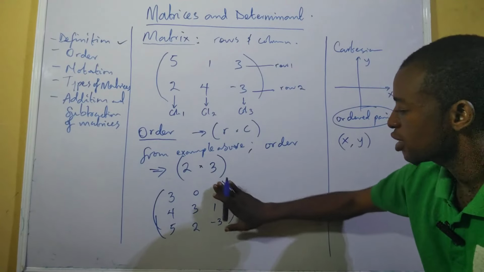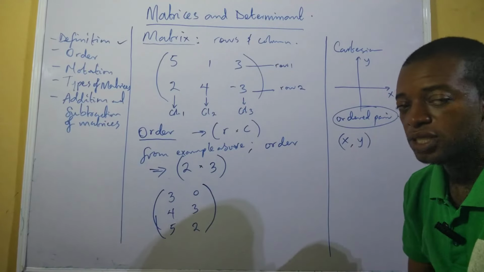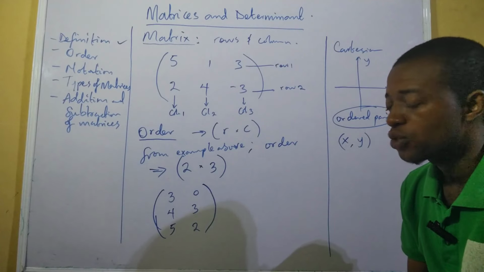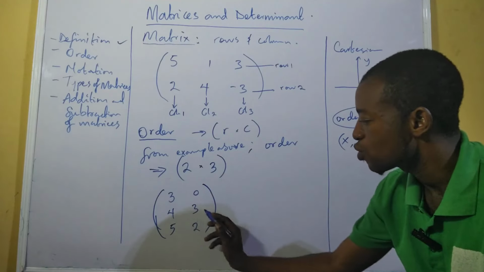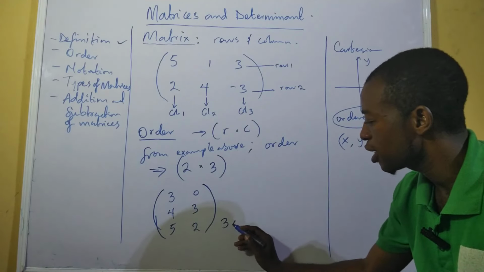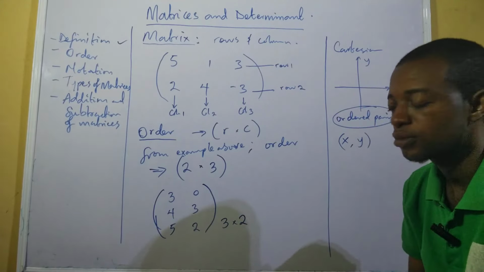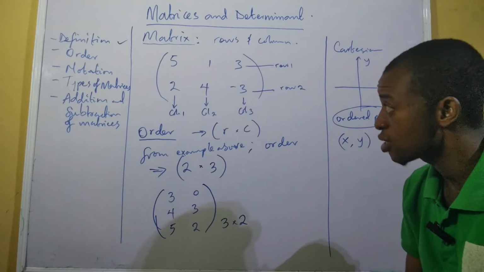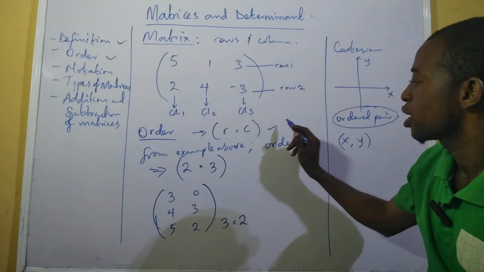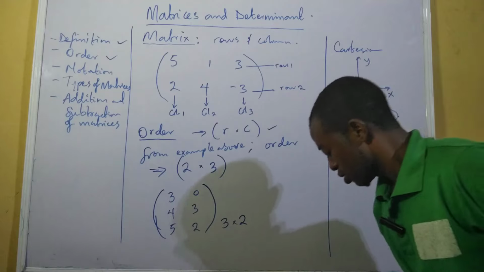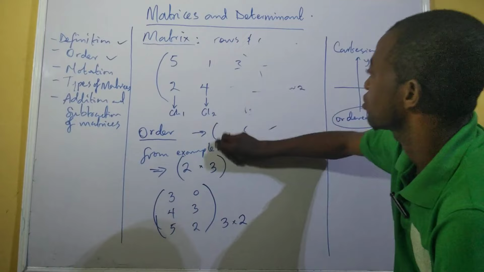Now, what if I clean this and have this left? What is the order of this matrix here? You discover that now we have how many rows? We have 1, 2, 3, so 3 rows, that's 3 by how many columns? 1, 2. That's 3 by 2. And so on and so forth. So that's the order of a matrix, usually in row by column. Alright. Then let's move to the notation of a matrix.